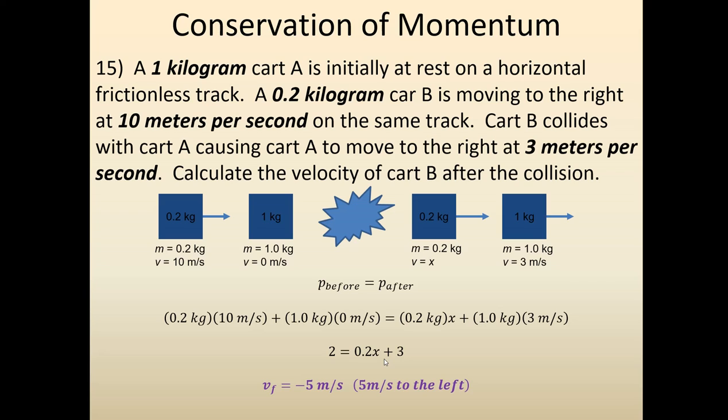So this means that the final velocity for cart B is going to be 5 meters per second to the left. So my arrow, which was drawn to the right, should have actually been drawn to the left. But remember, the diagram doesn't matter. It's only meant for you to record stuff. So you would say that the velocity is 5 meters per second to the left.